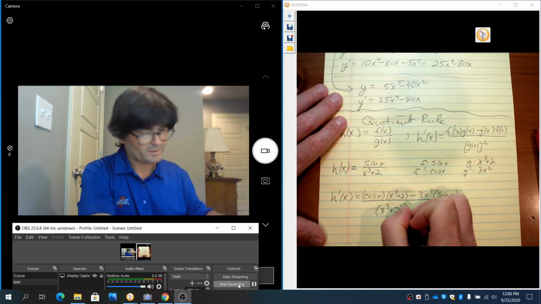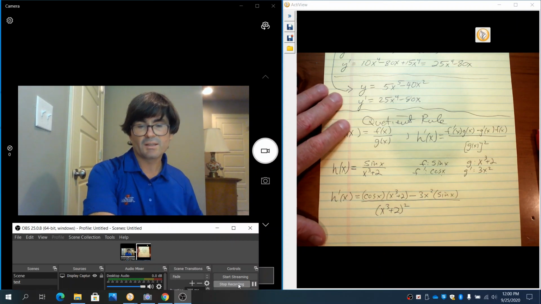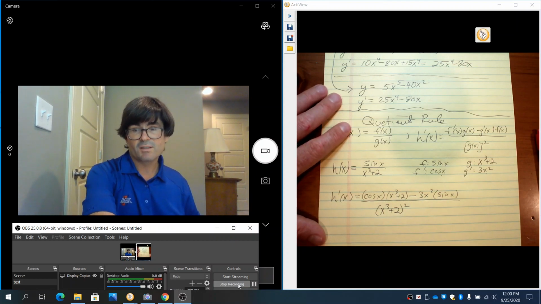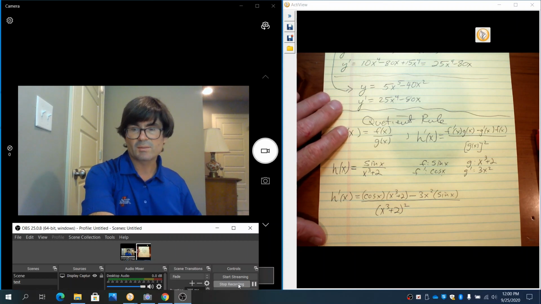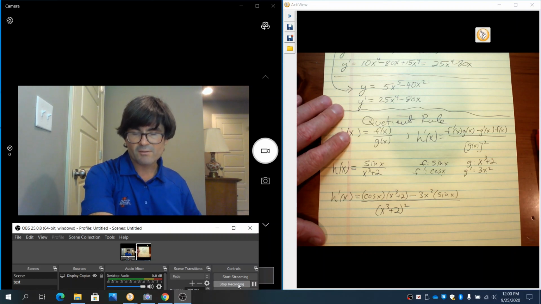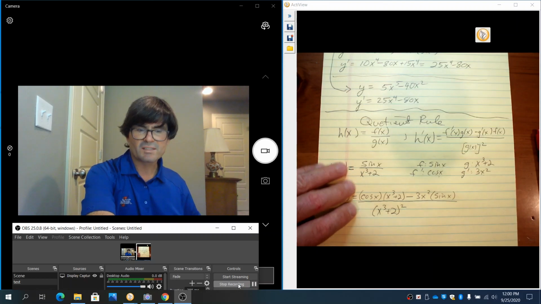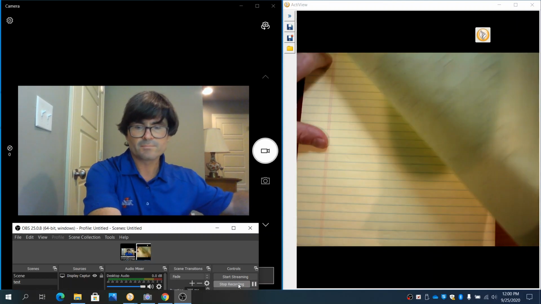And this is not something I'm going to clean up too easily, so I'm just going to leave it like that. But it's a legitimate derivative in terms of x. You can plug in x everywhere you see an x and get the derivative of h at any particular point. So that's the power rule, product rule, and quotient rule, just with some easy examples. I want to just do a couple more examples, and then we'll wrap this up.